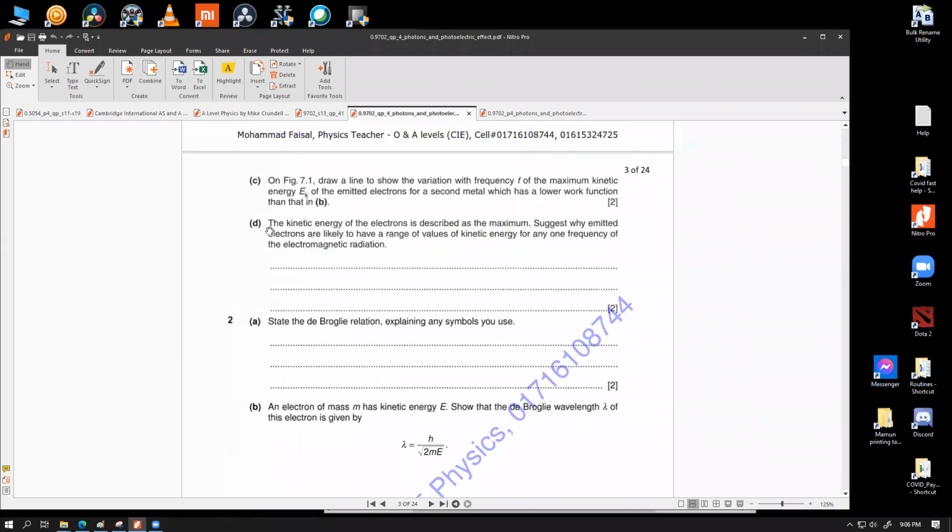So that's that. The kinetic energy of these electrons is described as maximum. Explain why the emitted electrons are likely to have a range of values of kinetic energy for any one frequency of electromagnetic radiation. This we know. It is because not all the electrons are emitted from the surface level. Some electrons are emitted from the underneath levels as well. But we're going to see what the wording is for the mark scheme that the examiners prefer.